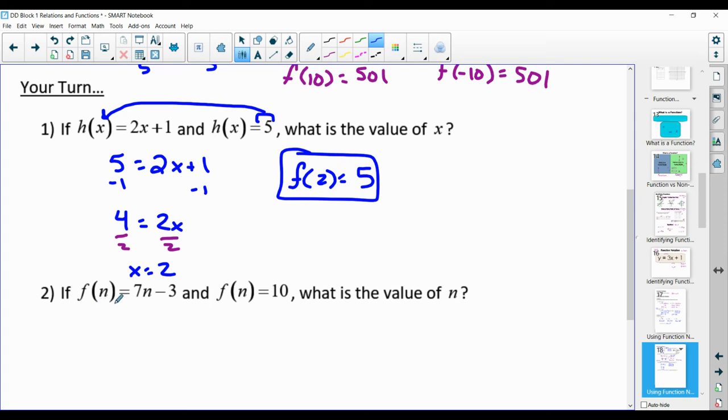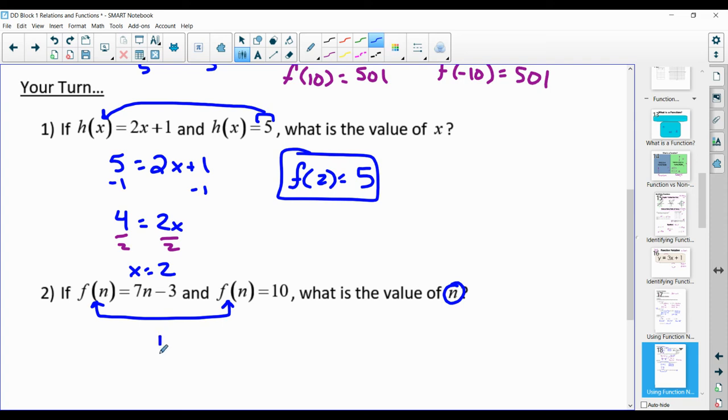For the next one here, we've got f of n equals 7n minus 3 and f of n equals 10. So it doesn't matter what letter I've used for my input, we just see f of x more often. But whether it's an x or an n or a p or a q, doesn't matter as long as whatever our input or output is, they're put in the correct positions. So here it says f of n is 7n minus 3 and f of n is 10. What is the value of n? So it's the n value that I'm looking for. It's quite common for people to mix up n and f of n in these questions. Just look to see what looks the same, and you're only substituting into things that look the same.